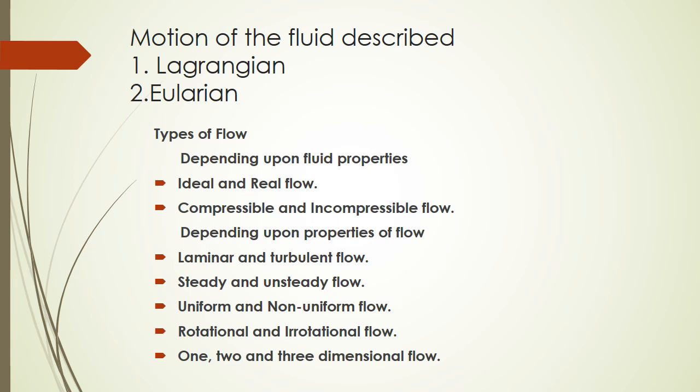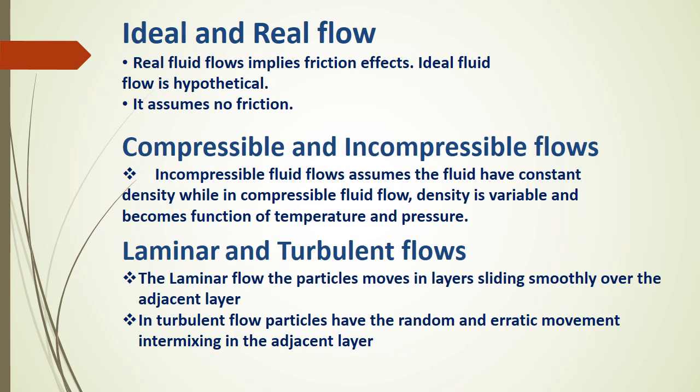Motion of the fluid's description. The motion of the fluid can be described by Lagrangian and Eulerian methods. Next, types of flow. The types of flow are generally classified into two types: first, fluid properties, and next, properties of flow. First, fluid properties: ideal and real fluid, compressible and incompressible flow. And properties of flow: laminar and turbulent flow, steady and unsteady flow, uniform and non-uniform flow, rotational and irrotational flow, one-dimensional, two-dimensional and three-dimensional.